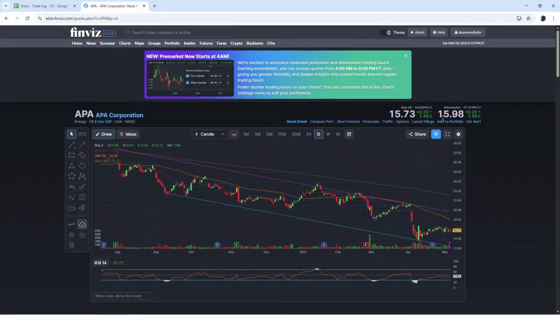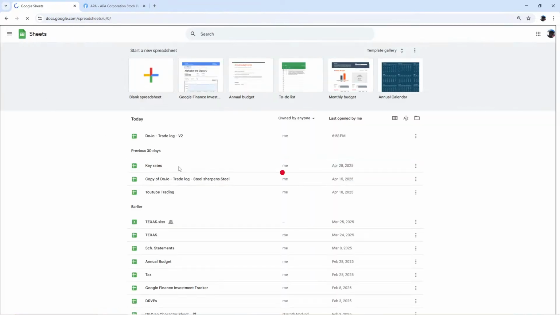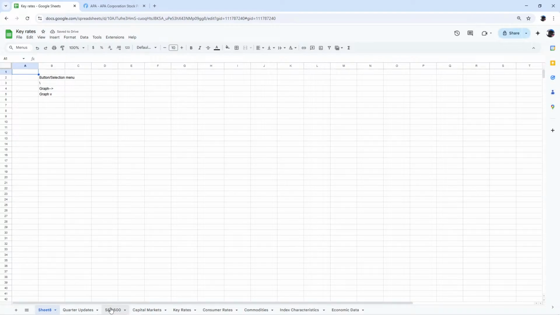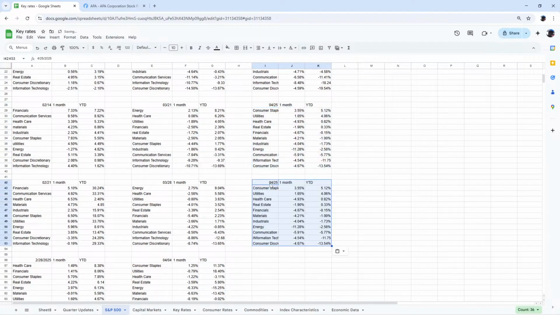I am gonna update my market stuff now. 0502. And then I do have a monthly one as well, but I don't know how much it will change. I don't know. Let's go to key rates. Start the S&P. And we're going to start entering some information.